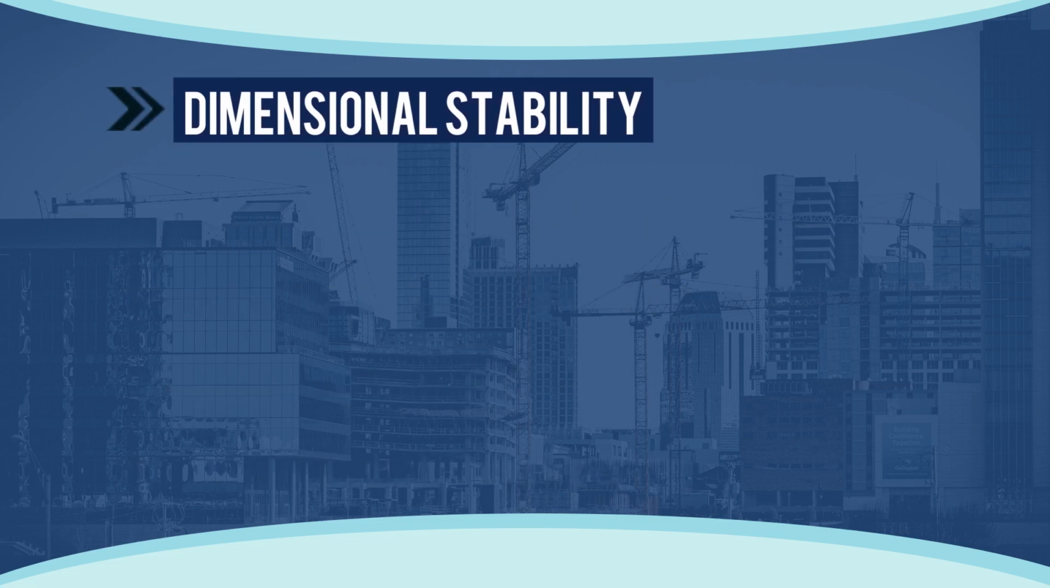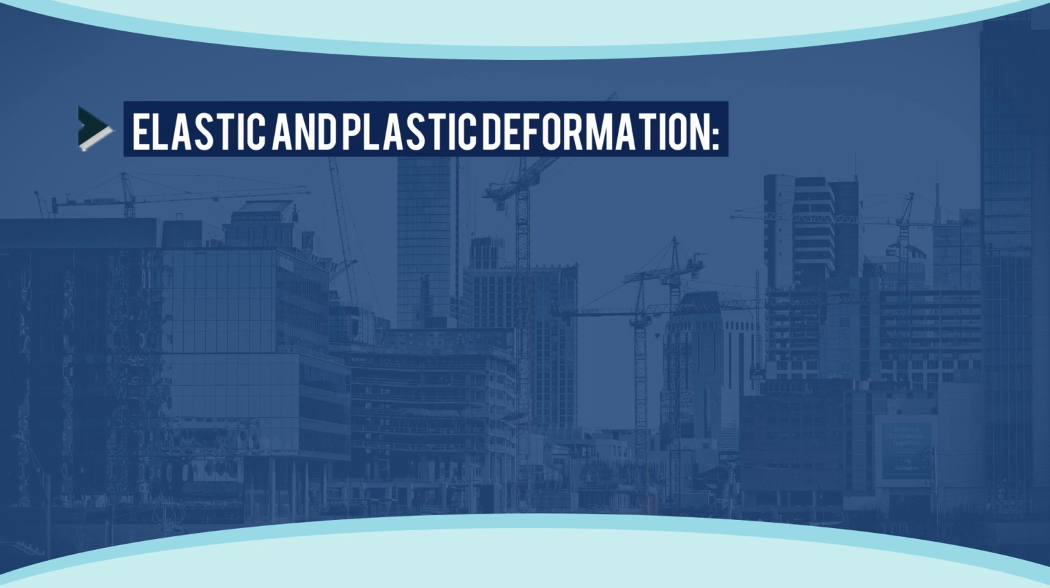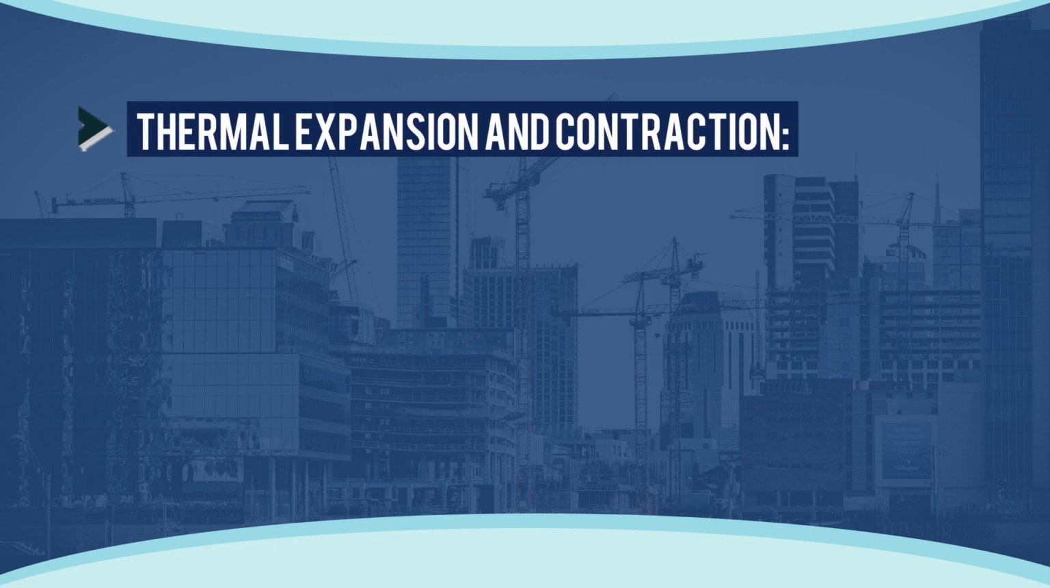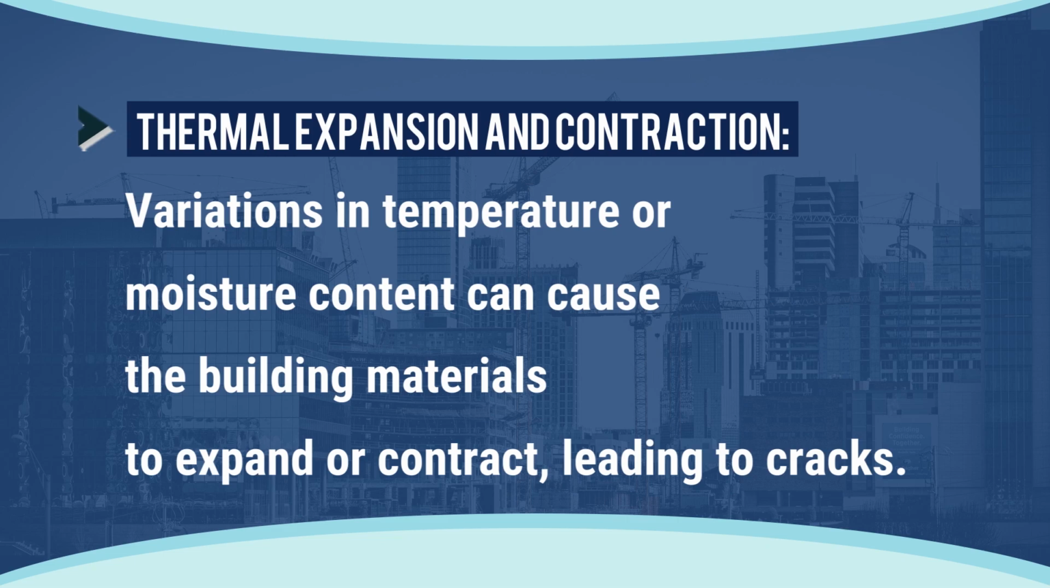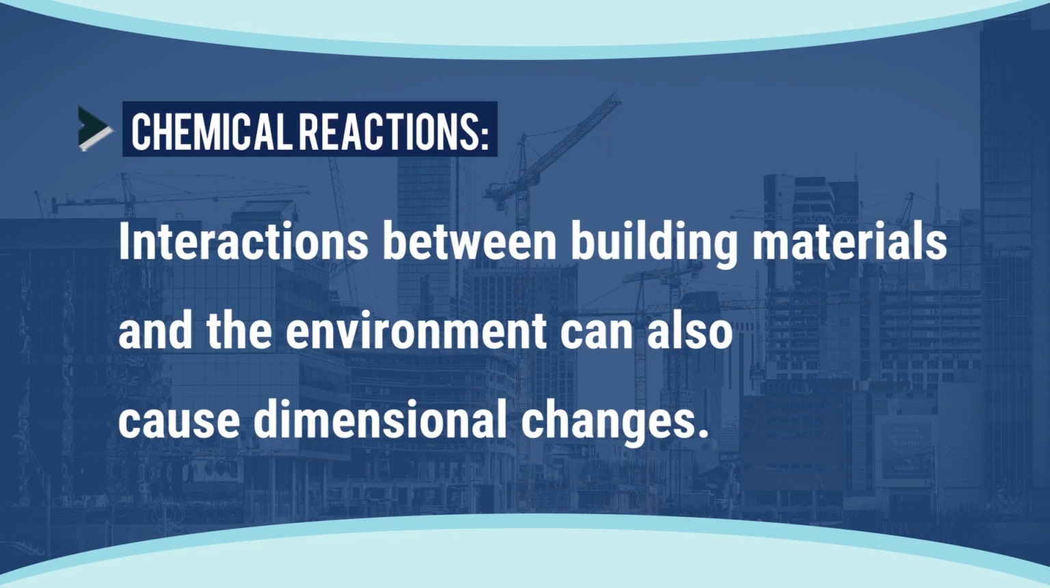Then the dimensional stability. Dimensional changes in building materials and structures can arise from several factors. First is elastic and plastic deformation. These changes occur due to the applied loads and the material's response over time. Then the thermal expansion and contraction. Variations in temperature or moisture content can cause the building materials to expand or contract, leading to cracks. Then the chemical reactions. Interactions between building materials and the environment can also cause dimensional changes. To prevent such changes, the following measures should be taken into account.